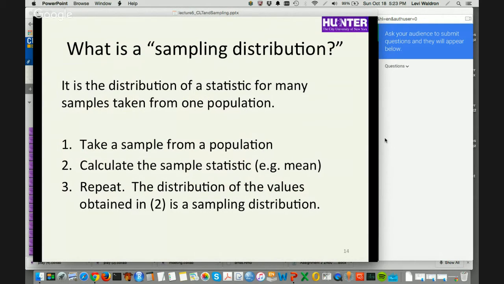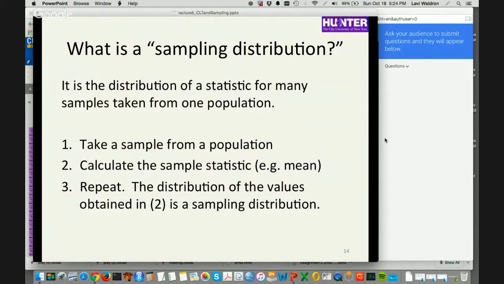So what you saw on the left there was a population and then a sample. So what is a sampling distribution? A sampling distribution is the distribution of a statistic of the sample for many samples. The most common statistic that we're interested in for a sample, especially in this course but in general, is the mean.